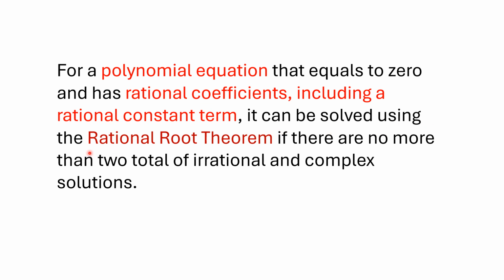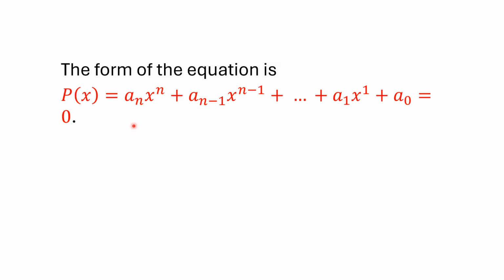It can be solved using the rational root theorem if there are no more than a total of 2 irrational and complex solutions. Now, we would want our coefficients to be integers to use the theorem. But if they're rational numbers, we can multiply through as a preliminary step by the least common denominator to obtain integers. So this is the form we're looking at. We can have missing terms, that is allowed.